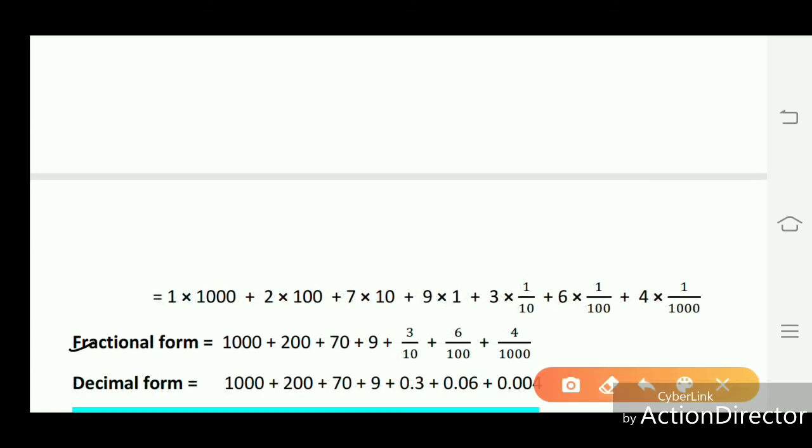So 1 into 1000 is 1000, plus 2 into 100 is 200, plus 7 into 10 is 70, plus 9 into 1 is 9, plus 3 into 1 upon 10 is 3 upon 10, plus 6 into 1 upon 100 is 6 upon 100, plus 4 into 1 upon 1000 is 4 upon 1000.